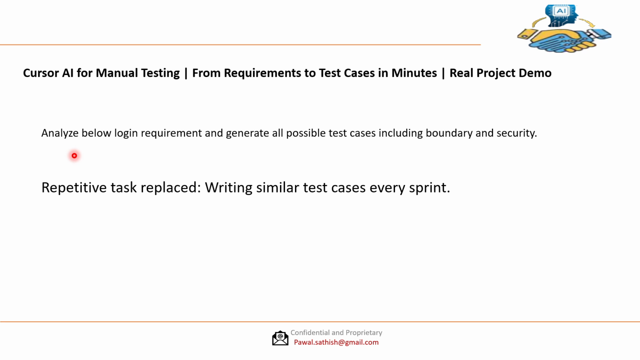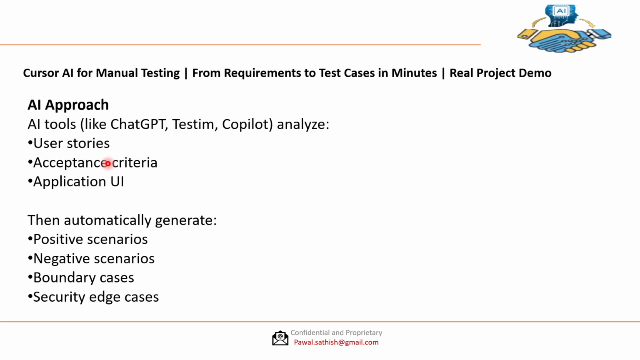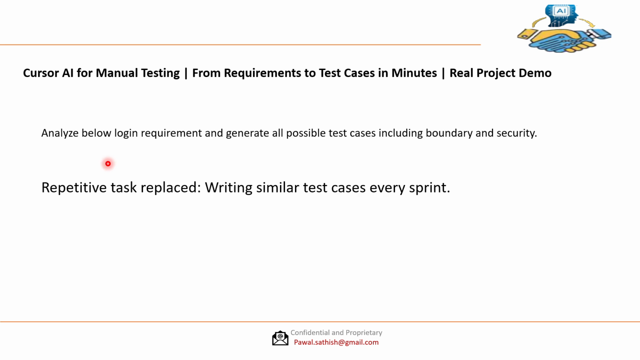So how will it give? We'll simply give a prompt like: analyze below login requirements and generate all positive test cases, including boundary and security. Either ChatGPT or Copilot will generate the test cases. And how do we save time? Repetitive tasks are replaced, like writing similar test cases every sprint. Whatever test cases the AI suggests, we'll just copy and paste.